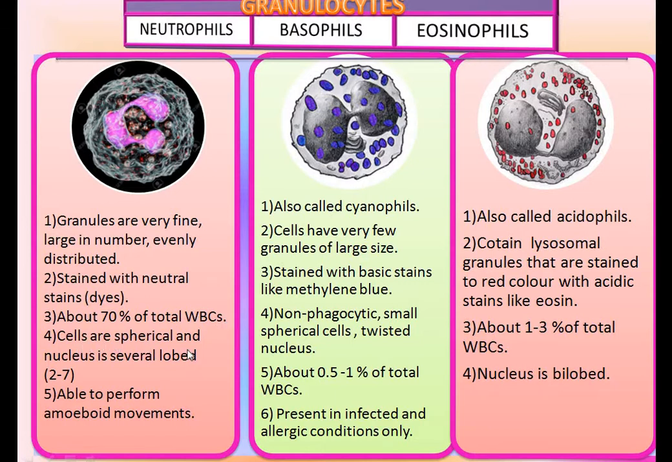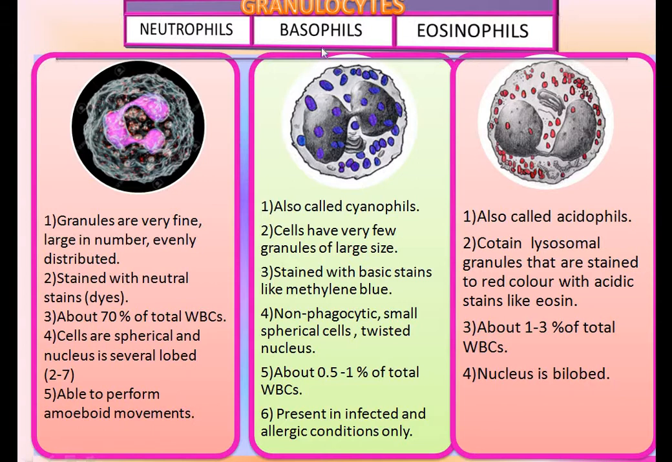Cells are spherical and the nucleus is several lobed, that is 2 to 7 lobes. Here in the figure, cells are spherical in shape and the nucleus is several lobed. This is the lobulated nucleus. Neutrophils can perform amoeboid movement.